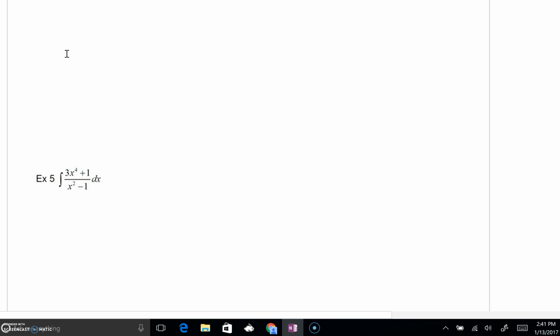All right, so last example of 8.4. Like we were just saying, example 5, the power in the numerator. You've got 3x to the fourth plus 1 is higher than x squared minus 1's degree. The highest power up on top is bigger than the one down below. What do we have to do? We have to break this down by long division.